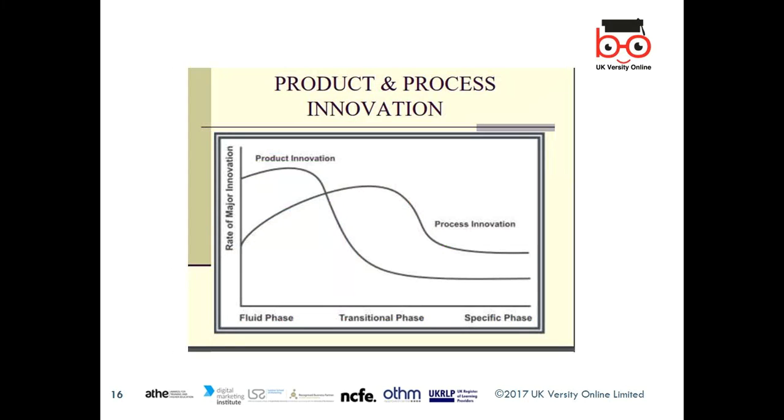So product and process innovation. We need to look around the rate of major product innovation, transition phase and specific phase. Process innovation, we can look around. So we can try to bring the innovation in both areas, in product and process.